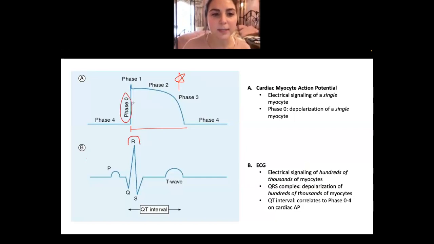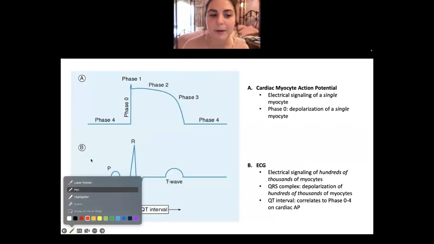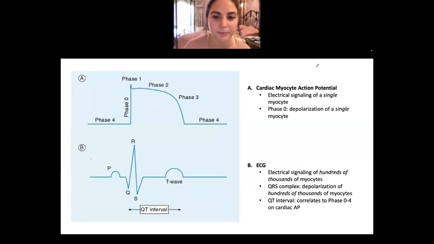So you can look at the QRS complex to look specifically at depolarization of hundreds of thousands of cardiac myocytes, and you can look at the QT interval to look at this overall action potential of single myocytes. It just kind of puts it into, okay, well, what's happening with all of them in the entire heart? But usually what's happening with one is what's happening with all of them.